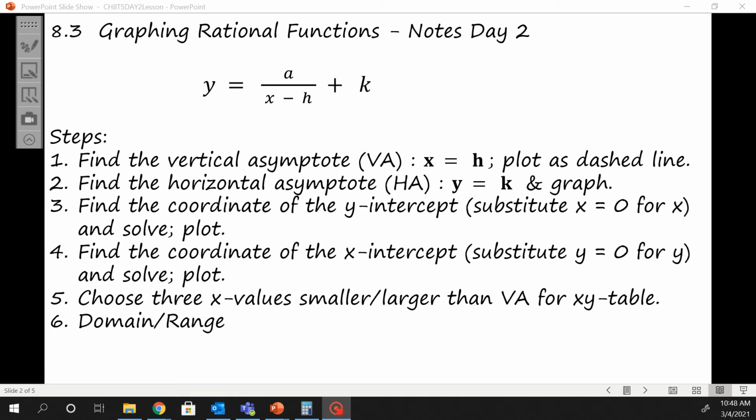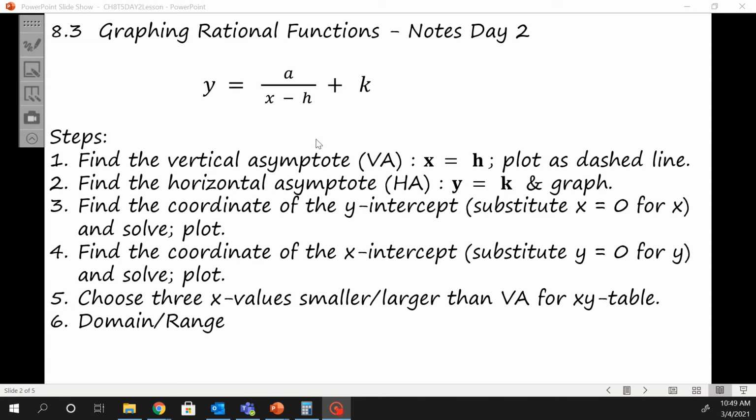Today we're going to be looking at how to graph another form of rational functions. So this will be rational functions in the form of y equals a over x minus h, plus k. A, h, and k are constants.